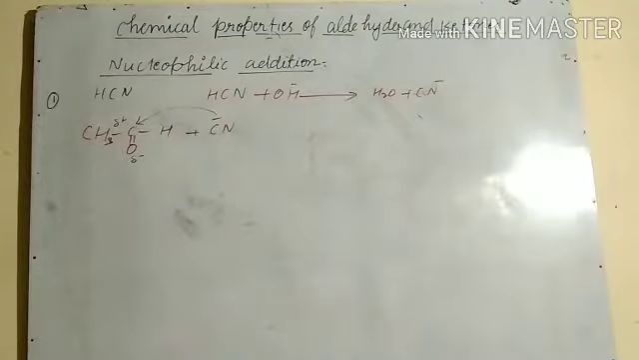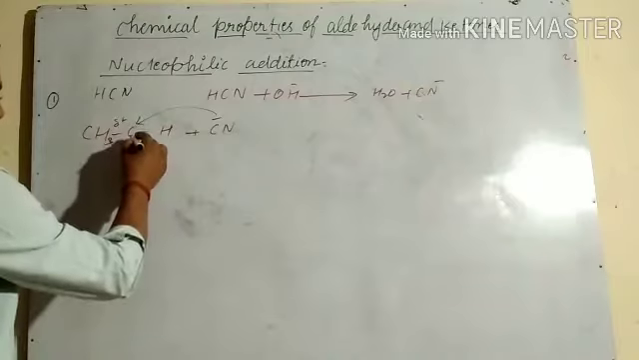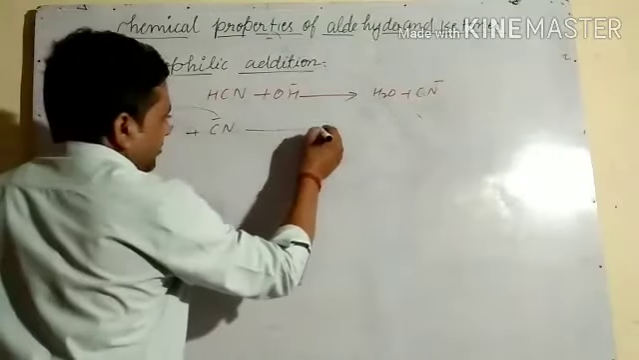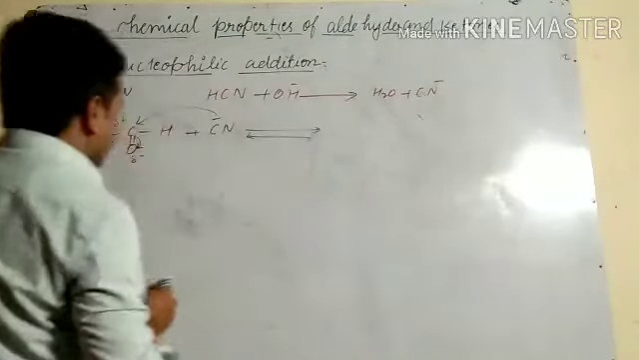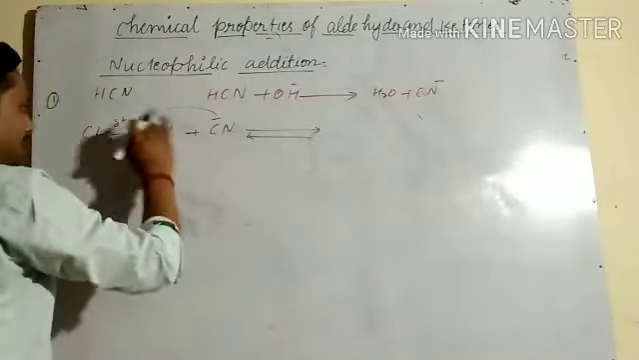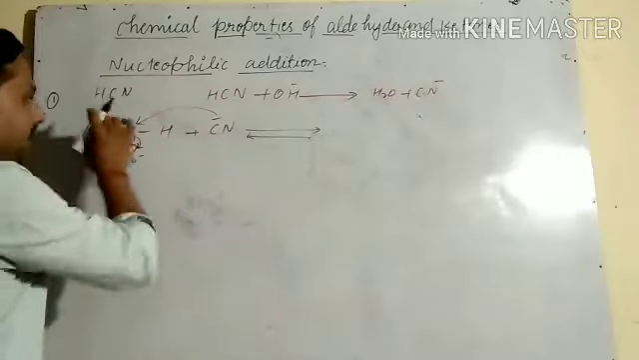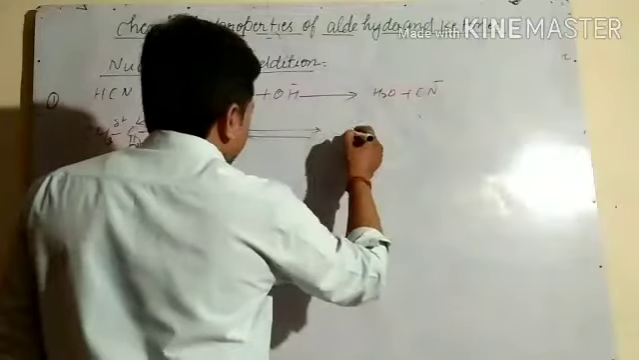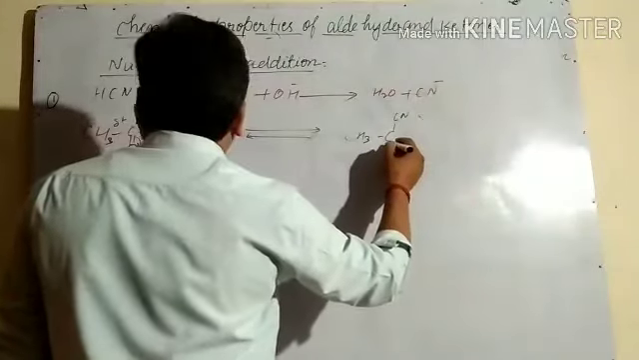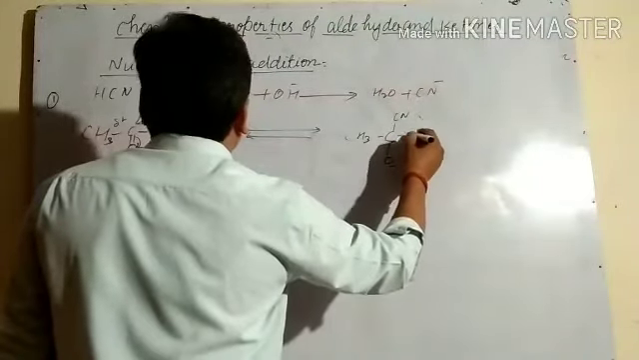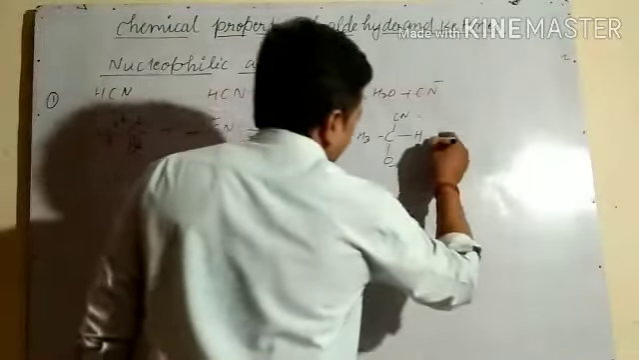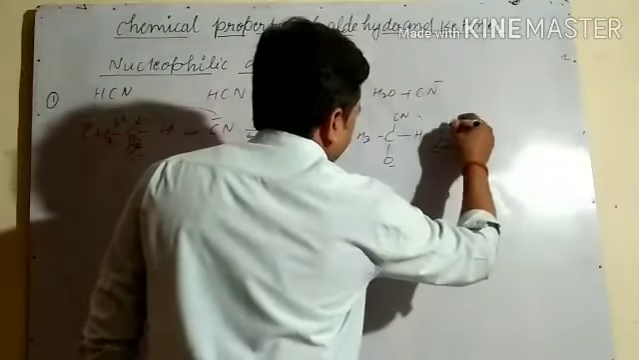It attacks the carbonyl carbon, and as soon as it attacks, this bond shifts to this side. Remember the steps. The first step is slow, and the nucleophile always attacks the carbonyl carbon, the electrophilic carbon. So let us see the product. This will be the product: CN, O minus and H. And then it will abstract H plus from the medium.